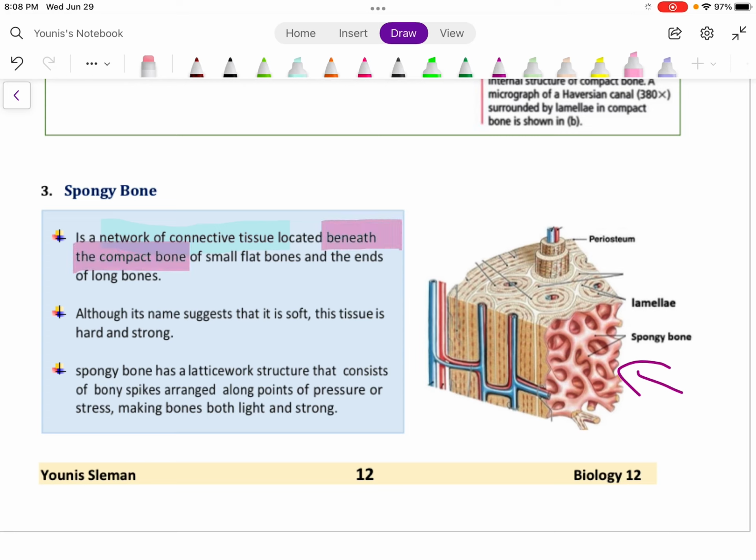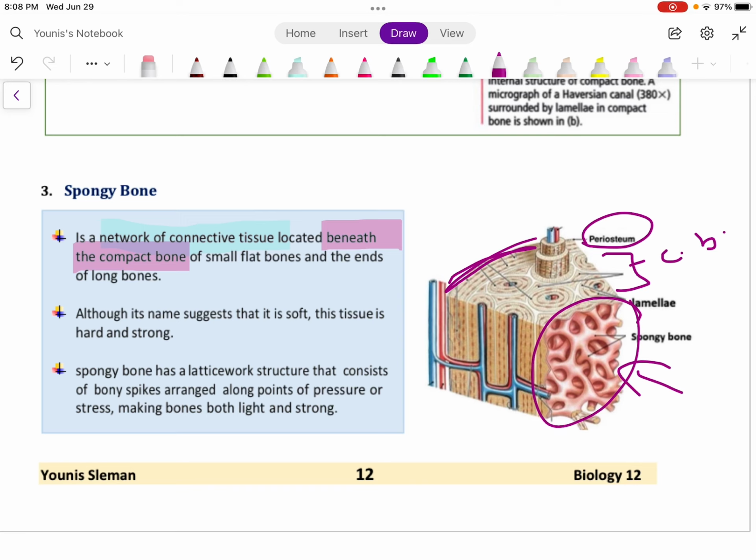We say the compact bone is located beneath or under the periosteum, and the spongy bone is located beneath the compact bone. Even if you have noticed on this diagram, see, this is a periosteum, the outermost membrane, and then you have the compact bone. This part is all the compact bone, and then you have the spongy bone right here. All the pink tissue is the spongy bone.